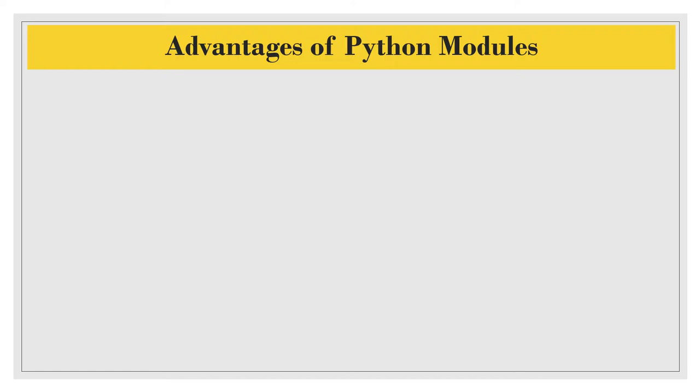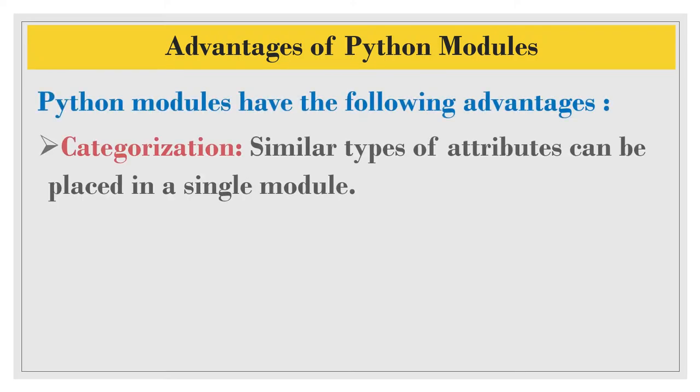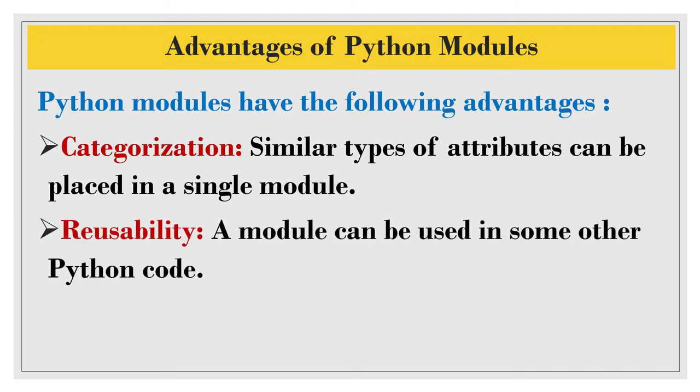So what is the advantage of Python modules? Python modules have the following advantages. First, it categorizes our program in an arranged manner. Through Python modules, similar types of attributes can be placed in a single module. Python modules also support reusability, so a module can be used in some other Python code also. And it also reduces complexity by categorization of a program.